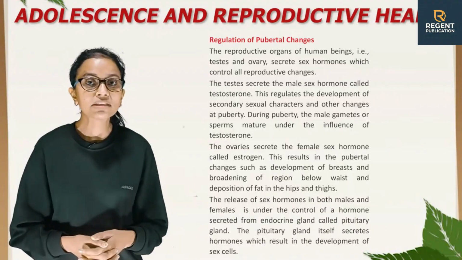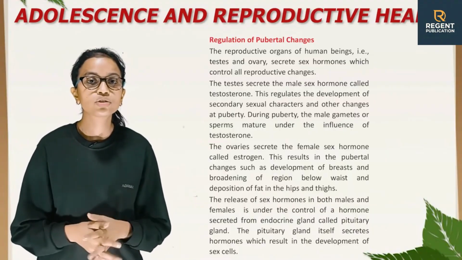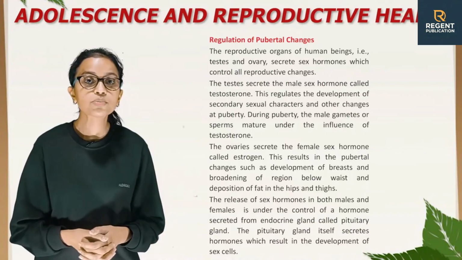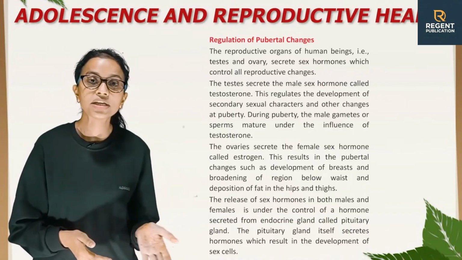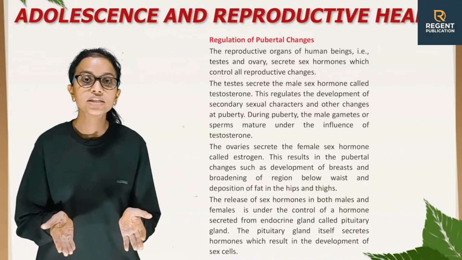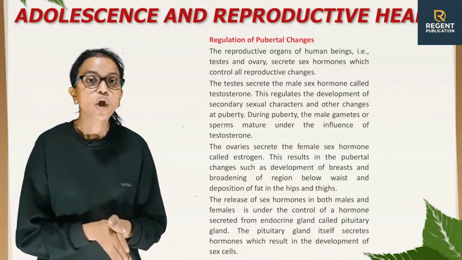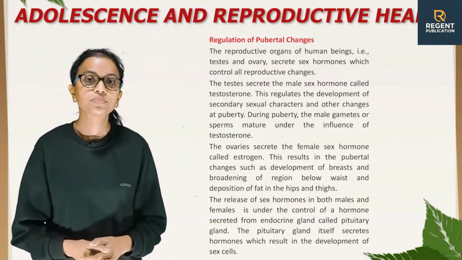The ovaries secrete the female sex hormone called estrogen. This results in the pubertal changes such as development of breast, broadening of the region below the waist, and deposition of fat in the hips and thighs.